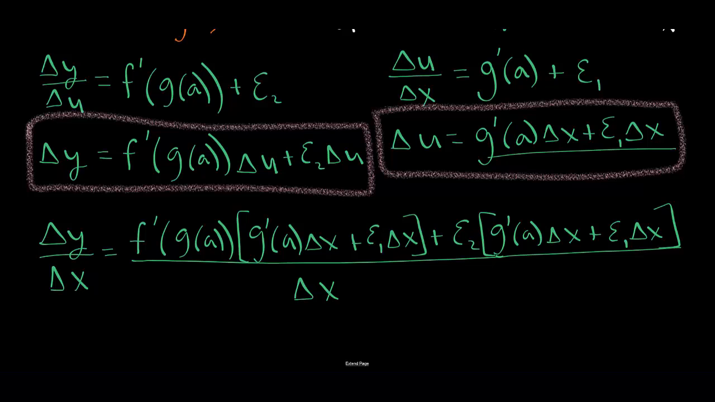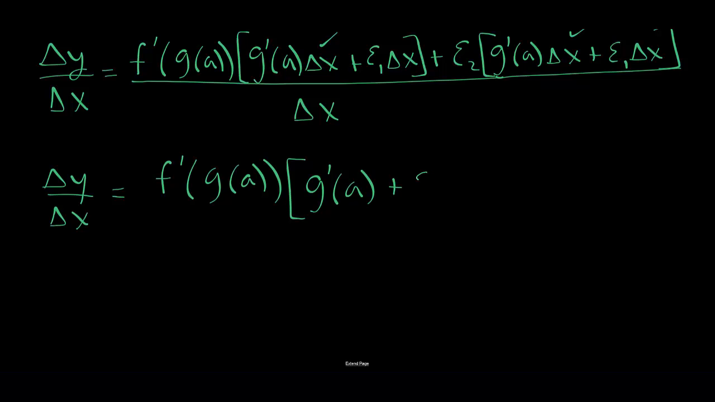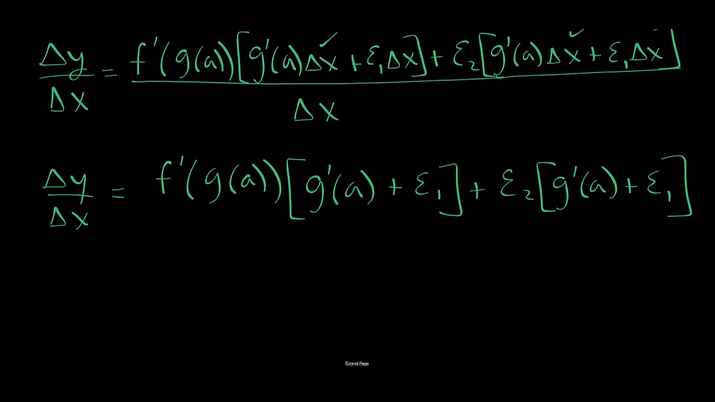Now, you'll notice that I have a delta x that I can factor out of here and a delta x that I can factor out of here, and in fact out of the whole thing. So what I get then is delta y over delta x is equal to f prime of g of a times this thing, g prime of a plus epsilon 1, because the delta x is gone, plus epsilon 2 times g prime of a plus epsilon 1. So what I've done is I've just taken the delta x's out, divided it out with the delta x on the bottom.